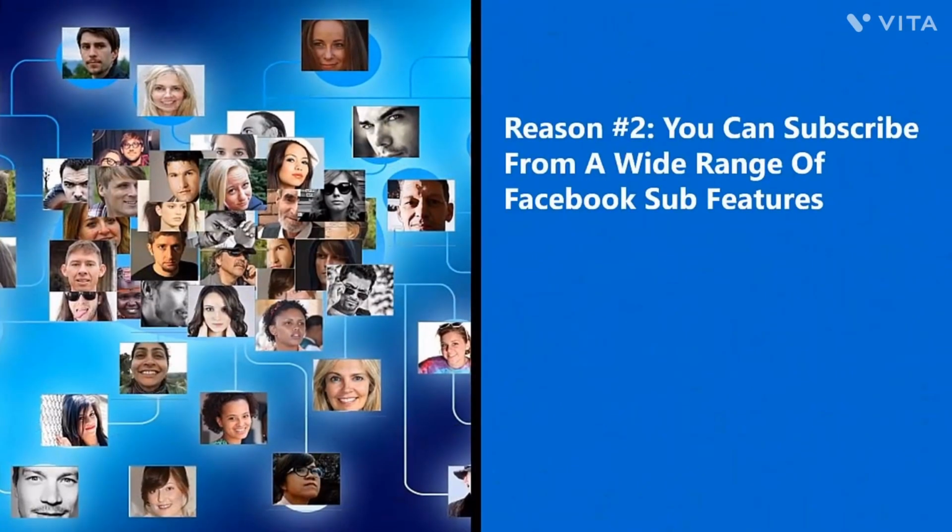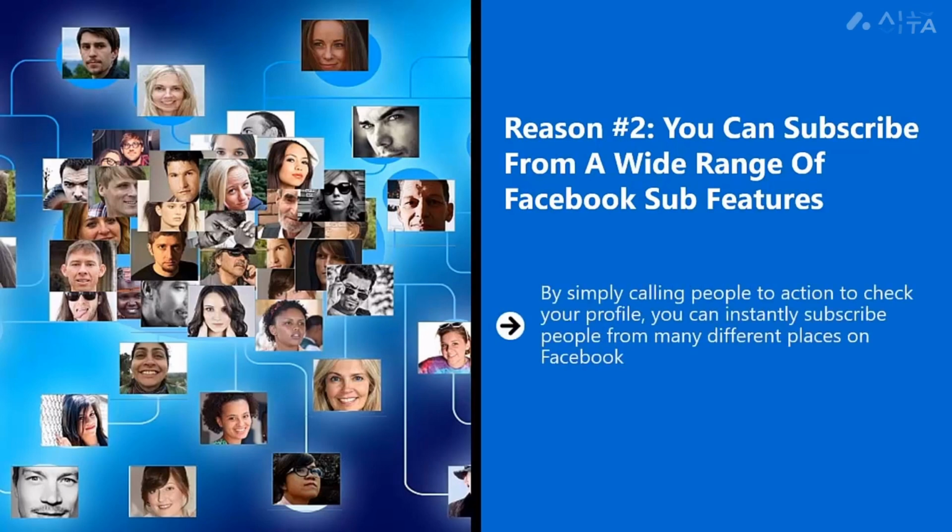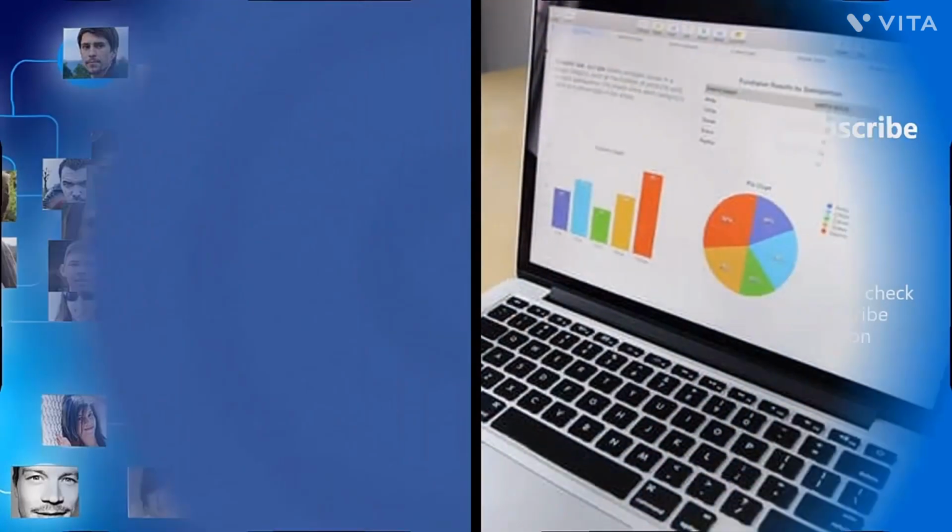Reason number 2, you can subscribe people from a wide range of Facebook sub-features. By simply calling people to action to check your profile, you can instantly subscribe people from many different places on Facebook. You can also subscribe people from many places outside of Facebook. How? Well, you can link directly to your business's Facebook Messenger URL, and when they get to your Facebook Messenger, your chatbot kicks in and automates the engagement.